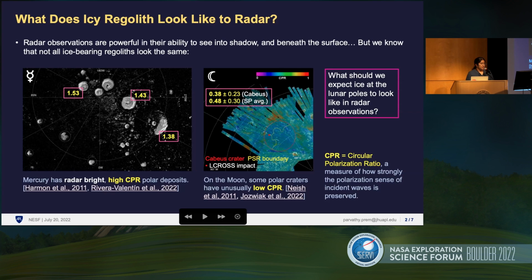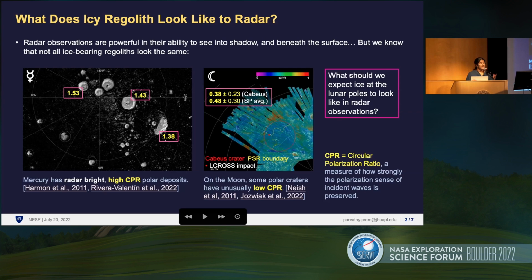The motivating question behind this work is really a basic one. What does icy regolith look like at radar wavelengths? Radar is a particularly powerful technique when it comes to the search for water ice in PSRs because of the ability of radar instruments to both see into shadow and into the subsurface to tens of centimeters or tens of meters, depending on the wavelength.